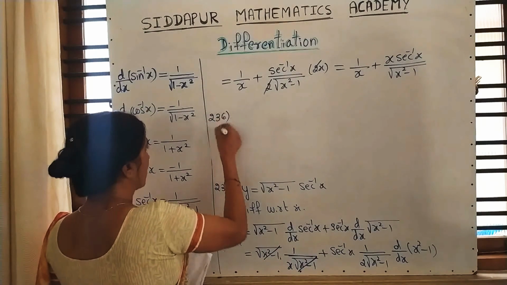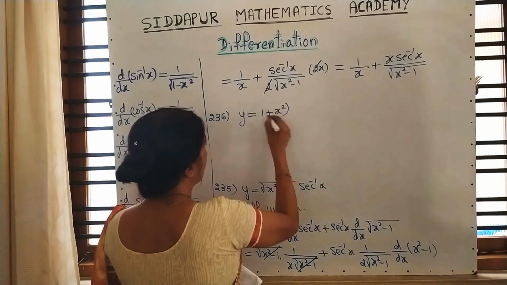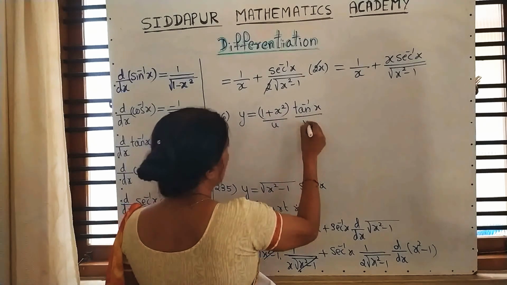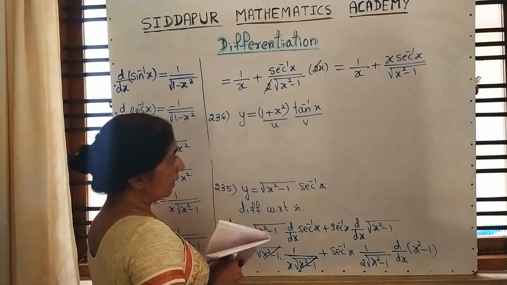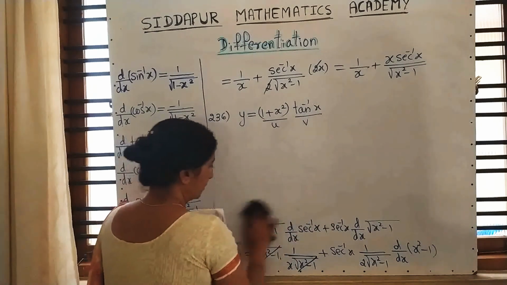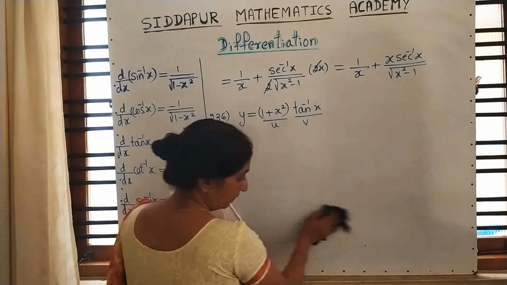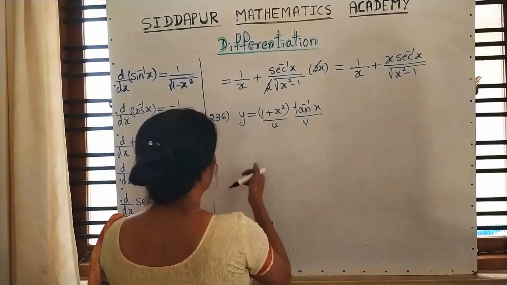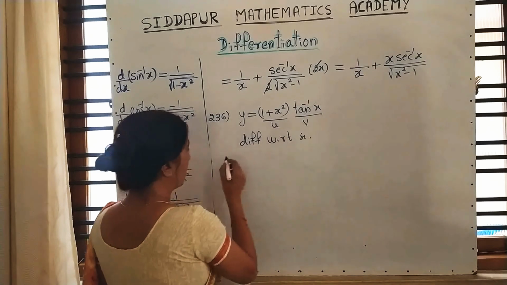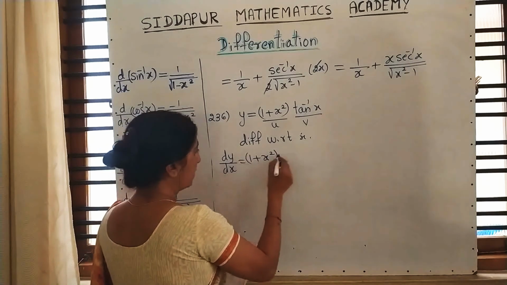Question number 236. Y is equal to 1 plus x square tan inverse x, which is basically u into v. In that chain rule, so in that inverse trigonometry, they are interconnected one with another. Differentiating with respect to x. 1 plus x square I kept as it is.